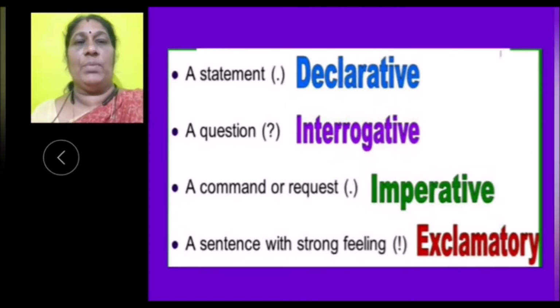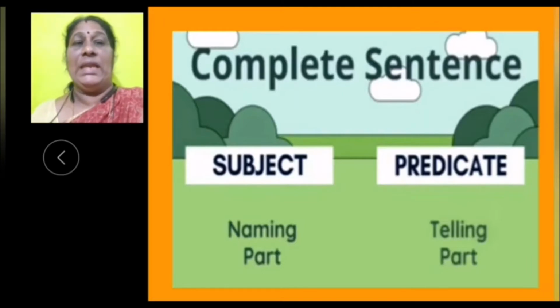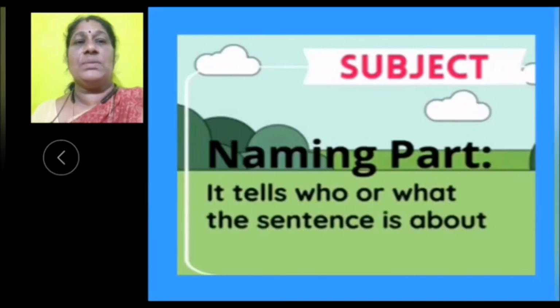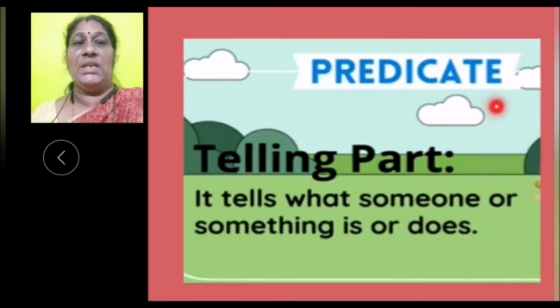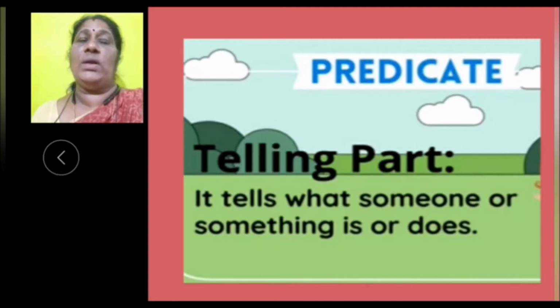Let us learn about subject and predicate. In a complete sentence, there are 2 parts, subject and predicate. Subject is the naming part and predicate is the telling part. Subject is the naming part. It tells who or what the sentence is about. Predicate is the telling part. It tells what someone or something is or does.